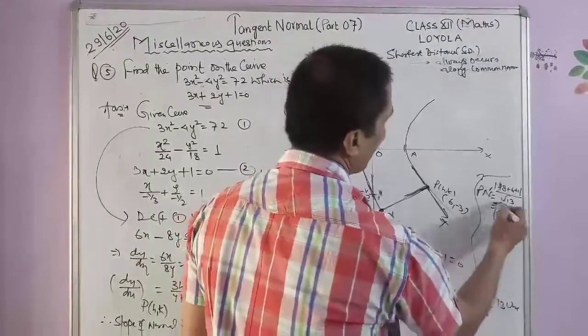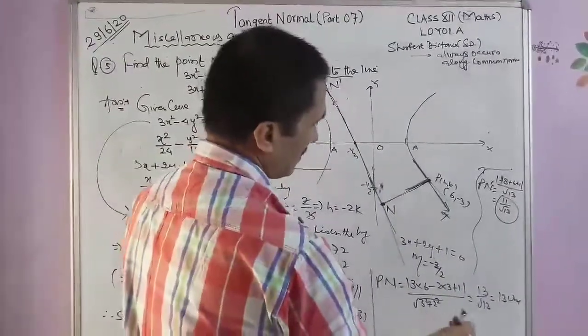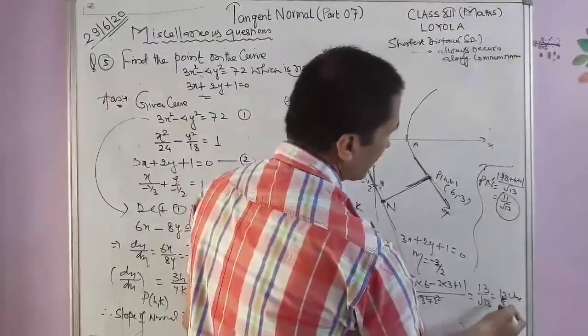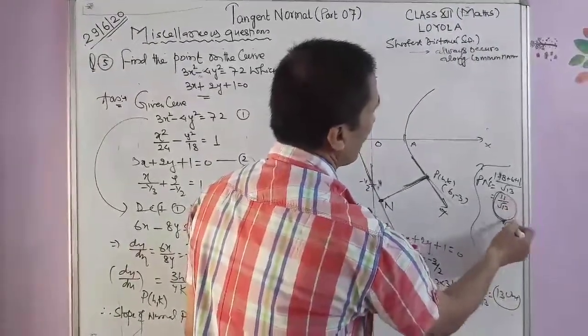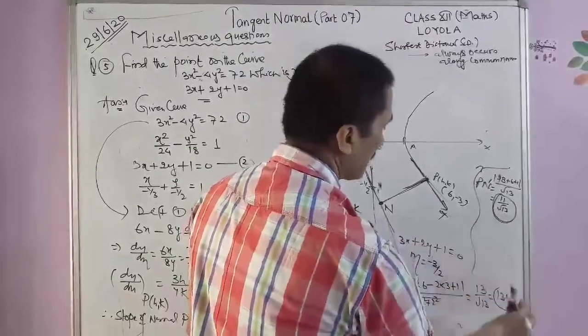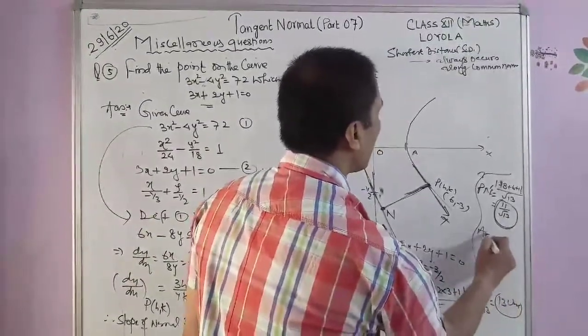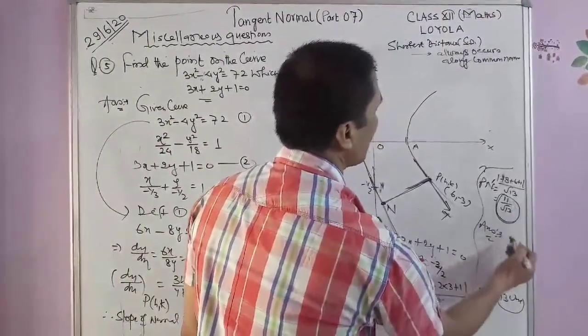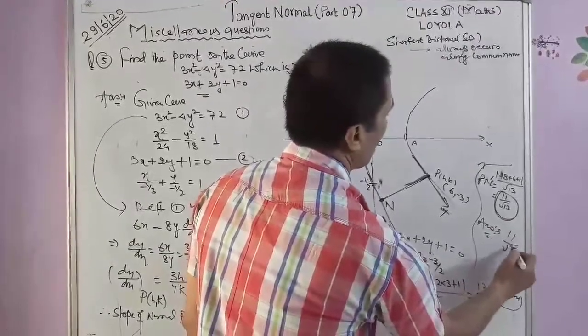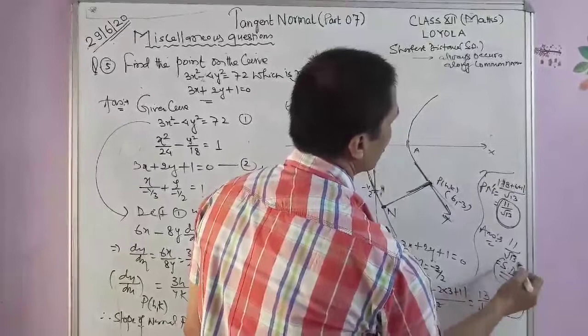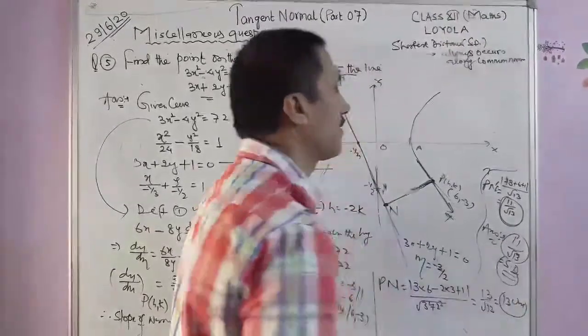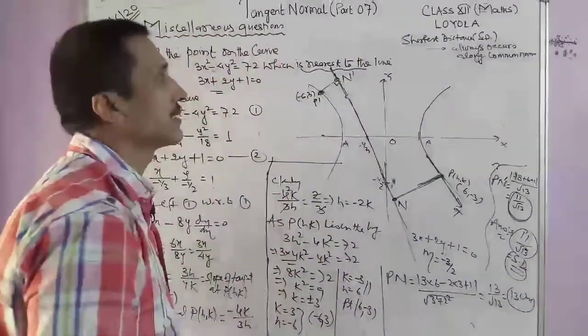Clearly, out of the two distances, under root 13 units and 11 upon under root 13 units, the smallest one is 11 upon under root 13. This is the shortest distance. So the answer is 11 upon under root 13.